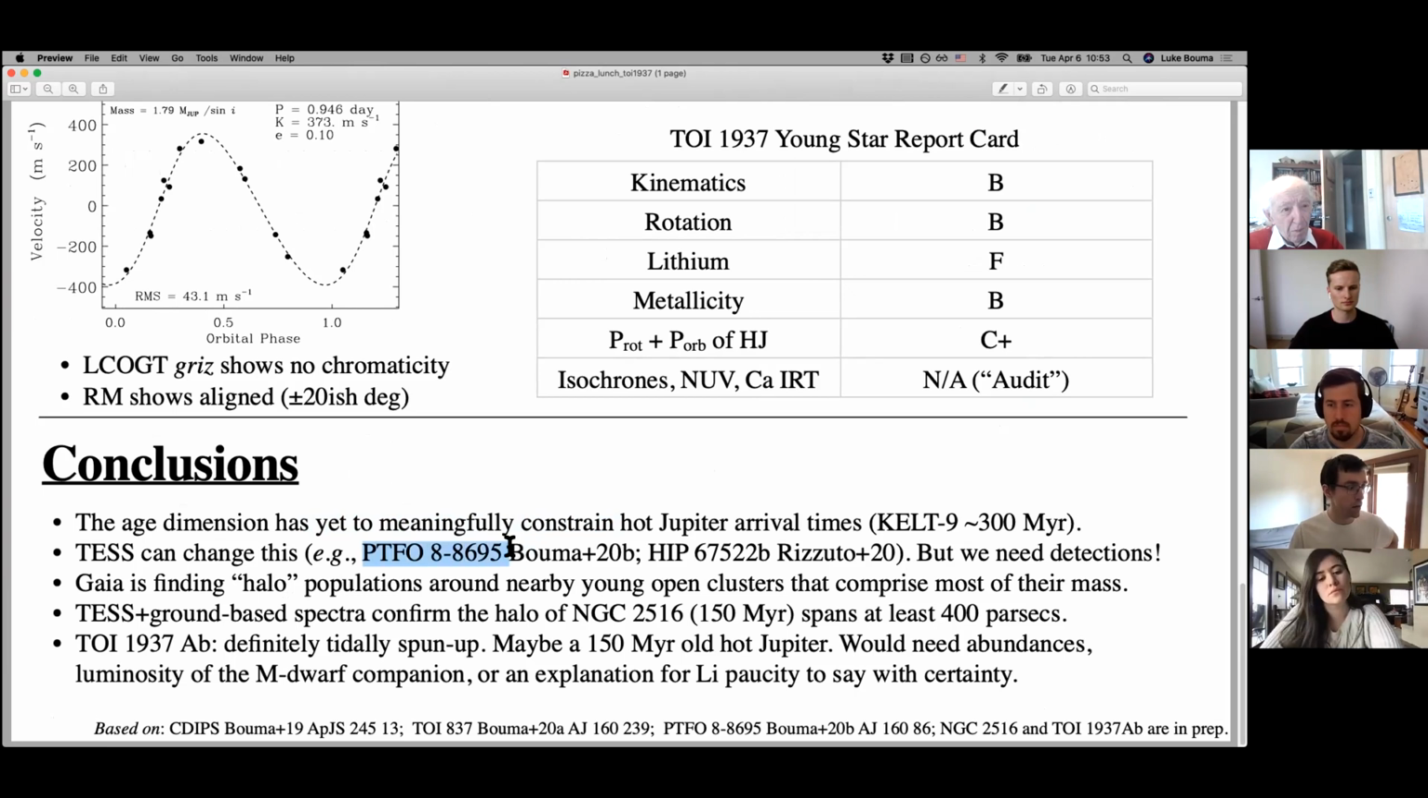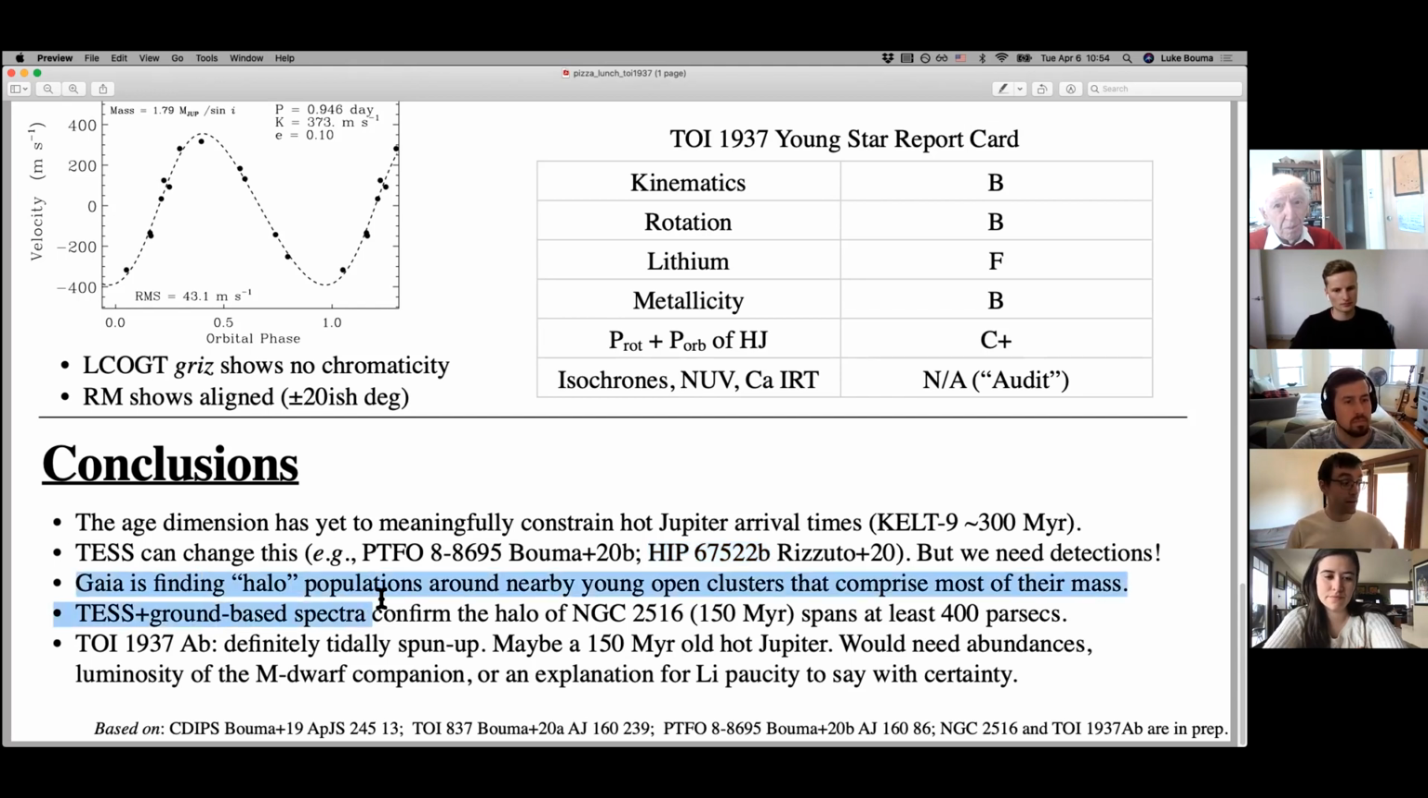For instance, there was a candidate very young hot Jupiter, 10 million years old, called PTFO 8-8695, that we were able to show with TESS is actually a false positive. There's also a candidate hot Jupiter from Aaron Rizzuto and collaborators that we're trying to measure the mass of right now. This is a 10 million year old system that has been called a hot Jupiter, but there are reasons, which I'd be happy to discuss, to question whether its mass is Jovian or Neptunian. But overall, right now we just need detections before we can do statistics. And one path toward getting detections will be expanding our knowledge of young stars generally.